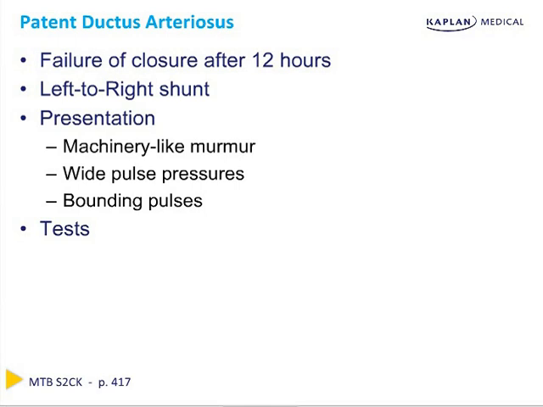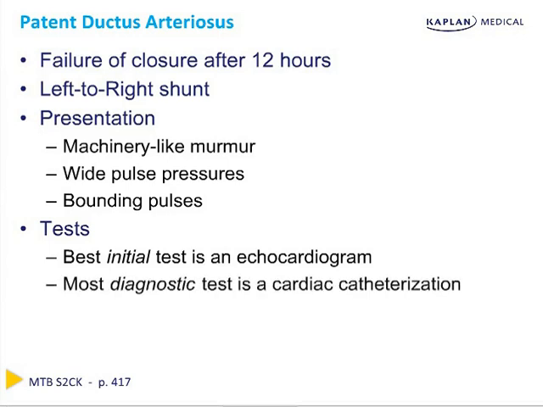The test you're going to order is similar to that for a lot of the congenital heart diseases. The best initial test is an echo. Anytime we look at the heart, we've got great ultrasounds. You can throw them around the chest and you can take a good look at what you see. Sometimes you can see the PDA. But the most diagnostic test is going to continue to be a cardiac catheterization. That's putting a wire into the arteries and looking at the pressures.